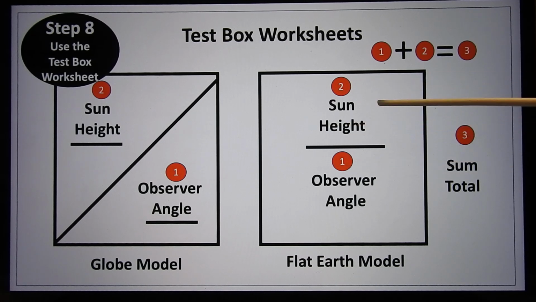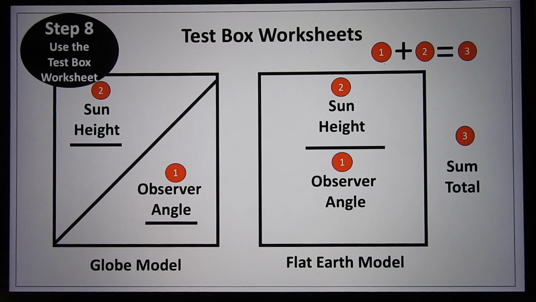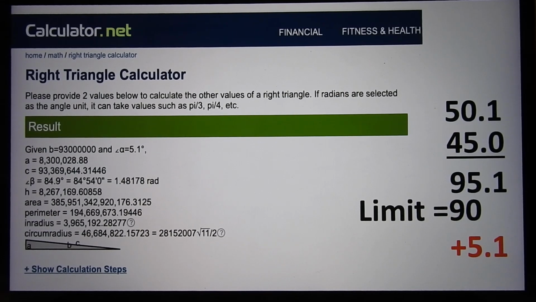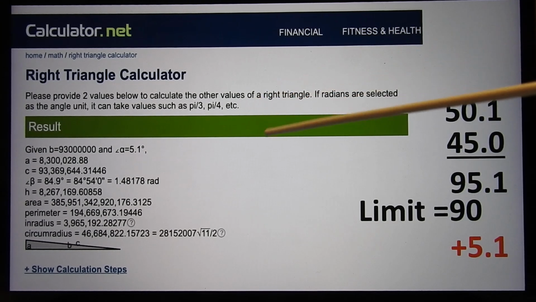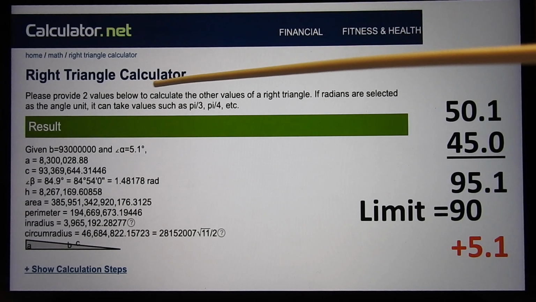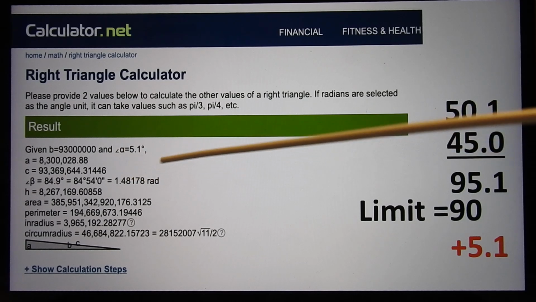The flat Earth model limit test box looks like this. The sun height plus the observer angle. The observer angle is always 0 degrees, so you add 50.1 to 0 degrees. It's 50.1. That's a pass easily for the flat Earth model. Flat Earth model having a huge advantage. Let's take a look at the right triangle calculator because that's what we've got to go to next. Very simple calculator, and you get this at righttrianglecalculator.net, and then go to Right Triangle Calculator, click on that, and it's going to put it all up at Right Triangle Calculator.